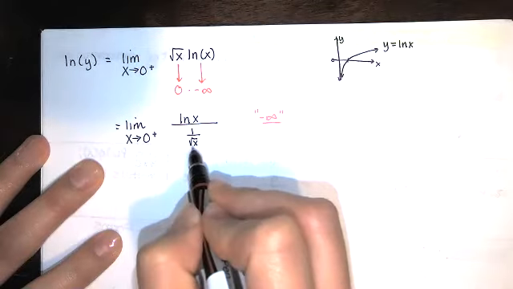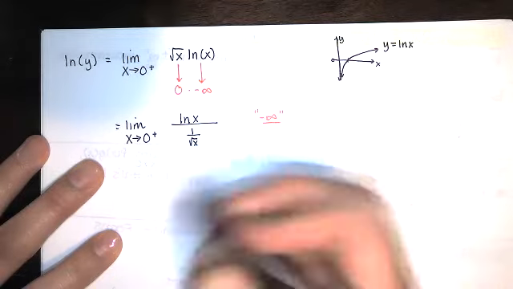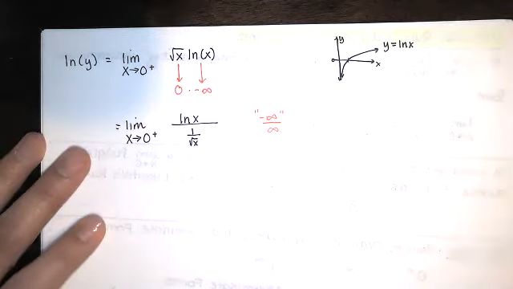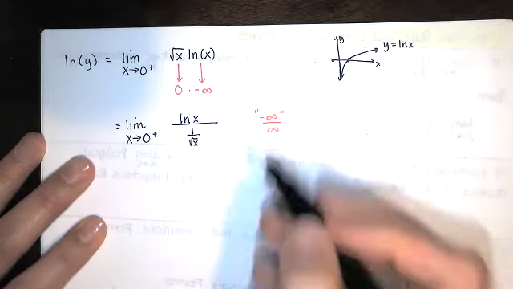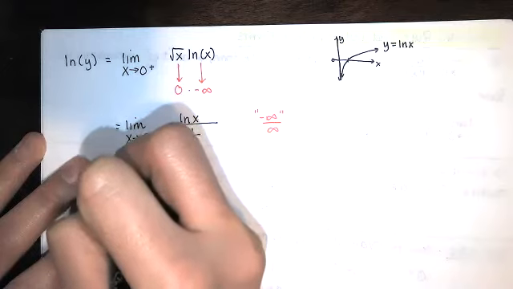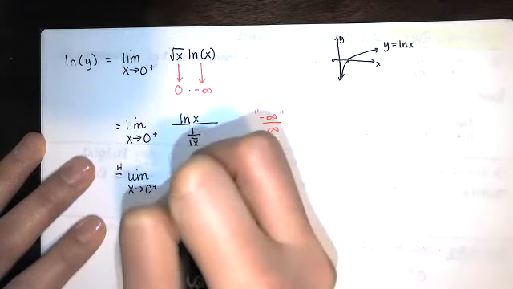And as x approaches 0 from the right, this is a tiny positive number. 1 over a tiny positive number is a large positive number. So that's a negative infinity over infinity as well. Okay, so now we can use L'Hopital's rule. So according to L'Hopital's rule, this limit is equal to this limit.